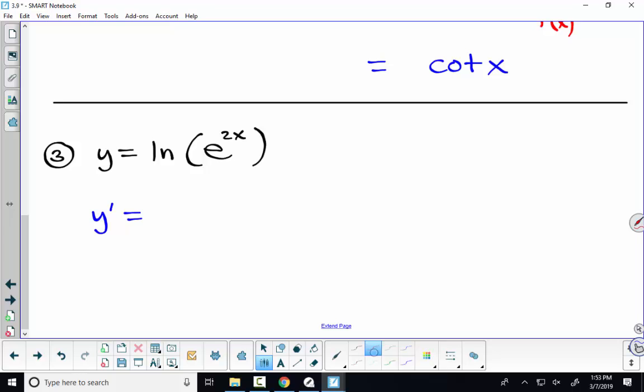So before we even take the derivative, we should just note that this function ln of e to the 2x is just 2x. So what's the derivative of 2x? It's 2.